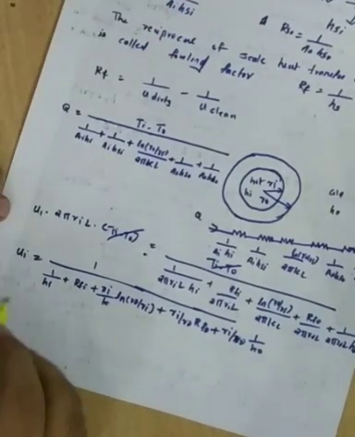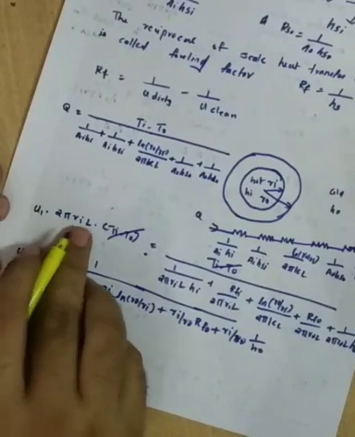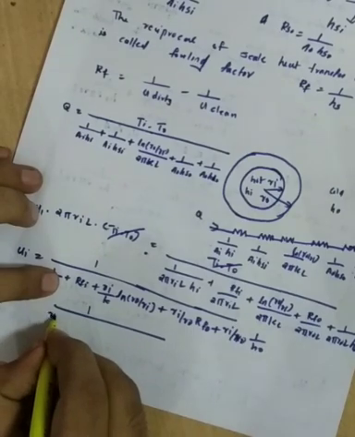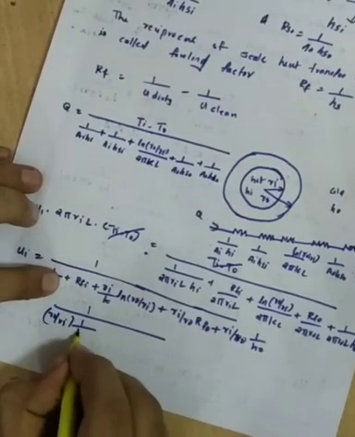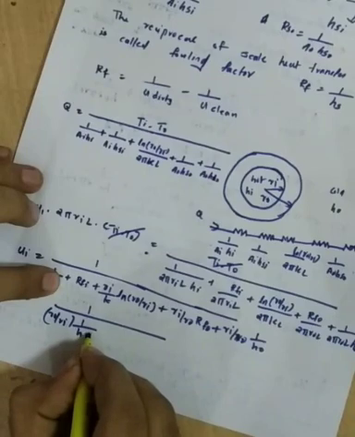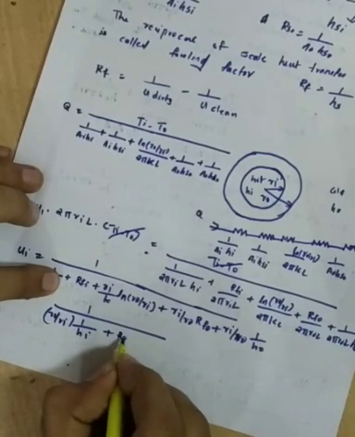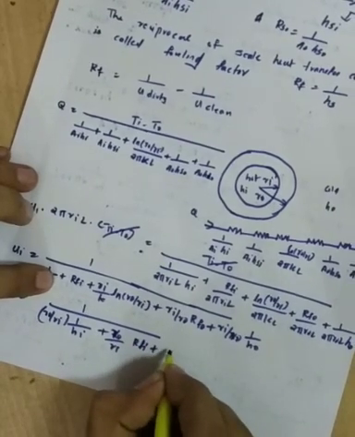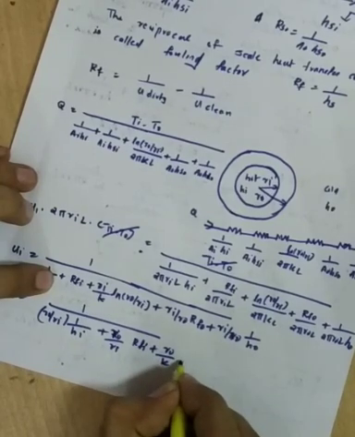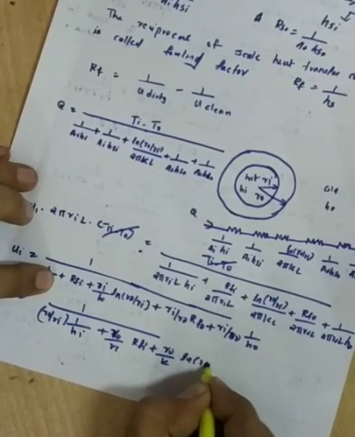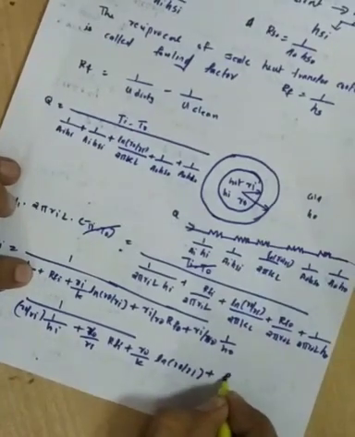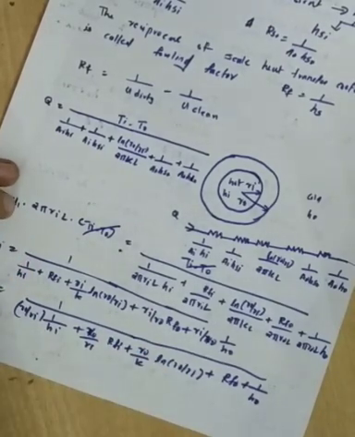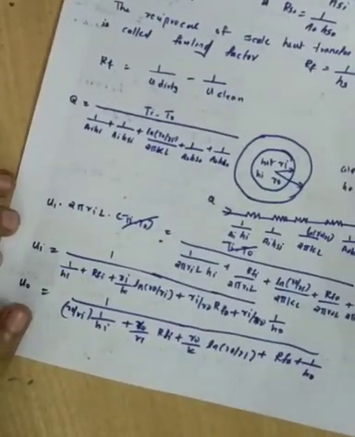Similarly, for the outside area, if you calculate UO 2 pi ROL, then we can write it as 1 by RO by RI into 1 by HI plus RO by RI RFI plus Ro by K into log Ro by Ri plus RFO plus 1 by H naught. So this is the overall heat transfer coefficient based on the outer surface.